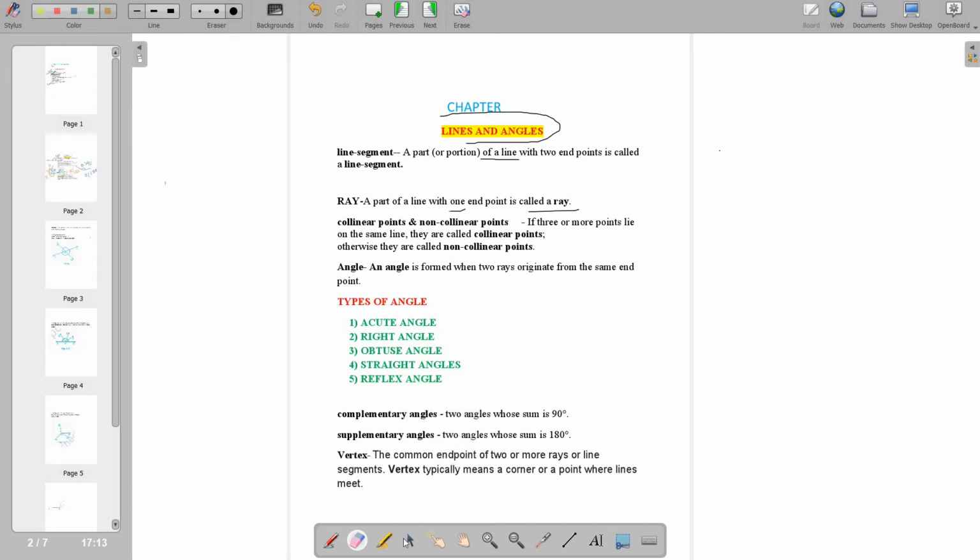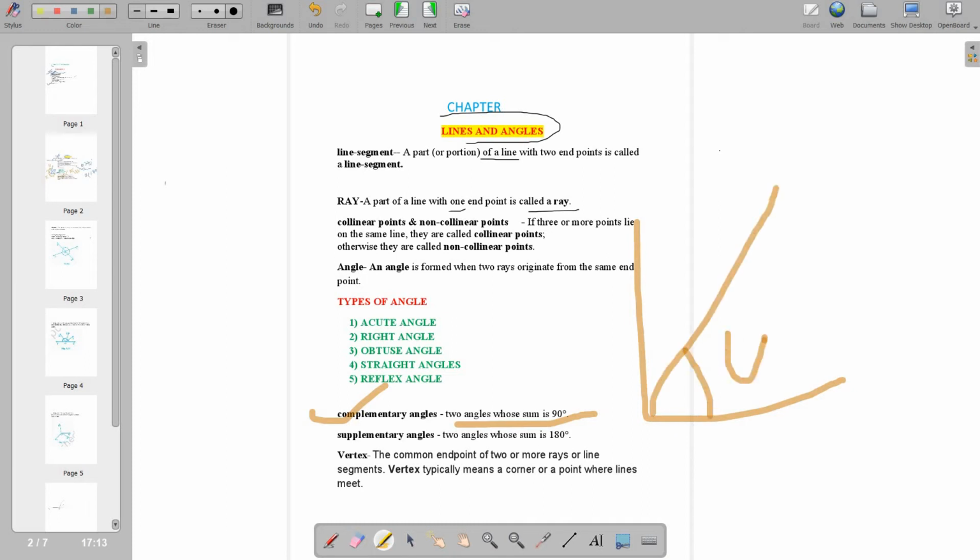Now let us see what a complementary angle is. Two angles whose sum is 90 degrees are called complementary angles. Let us consider theta and x. The sum of theta and x equal to 90 degrees is called a complementary angle.